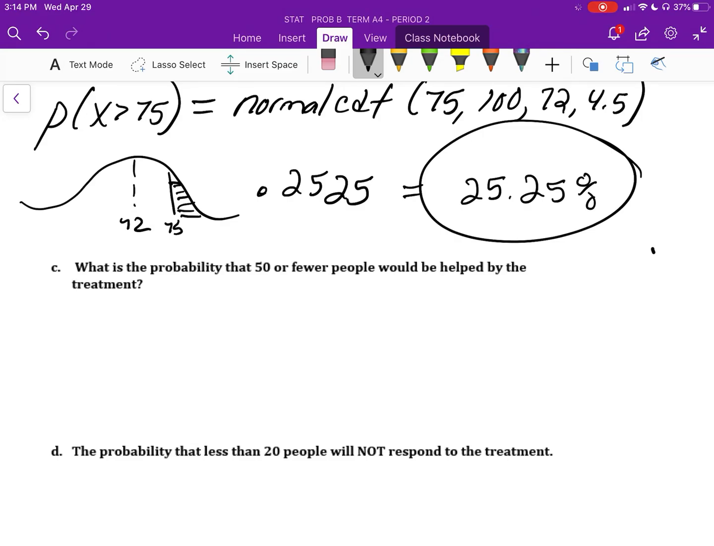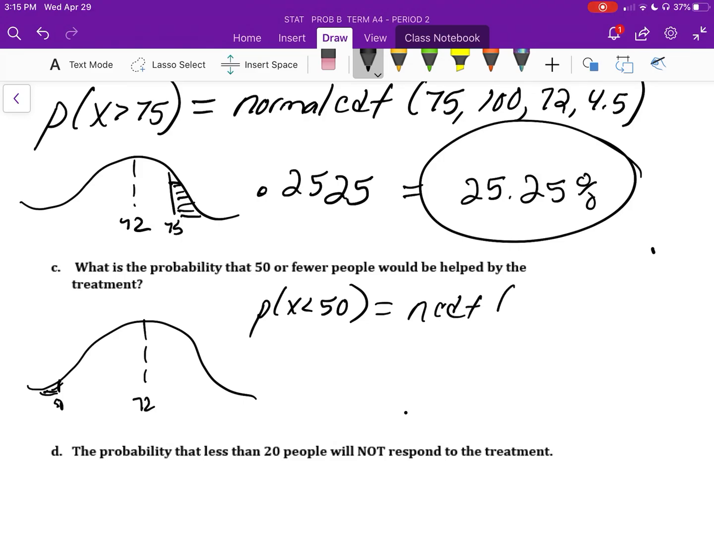Excuse me. And we could ask the same question. What is the probability that 50 or fewer people will be helped by the treatment? Again, if we look at the model, 72 is here, 50 is going to be way down here. Not a very good chance of that occurring. So the probability that less than 50 people will be helped, again, it's going to be normal CDF from 0 up to 50 people. And the chances of that happening are very slim.